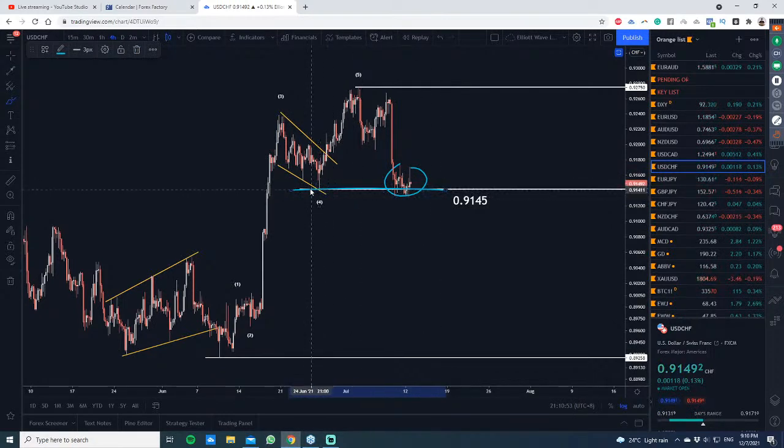This wave 4 level. However, if this were to break down strongly as an impulse and then it starts to form maybe a mini correction down here, then yep, I would rotate my bias and I'll be focusing more on the downside from there, right? But until that happens, I'll be more interested in the upside for dollar franc specifically. Okay, so that's on dollar franc.